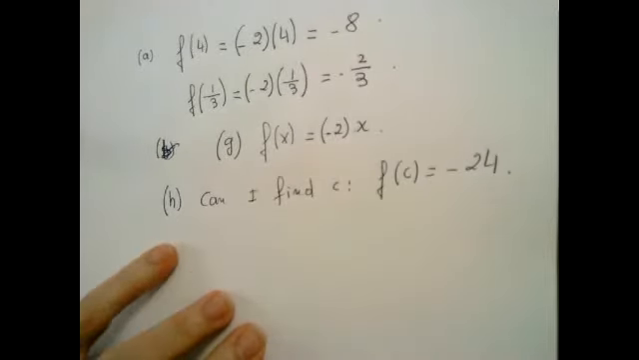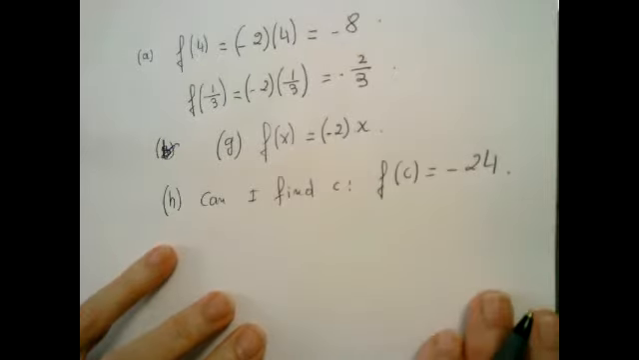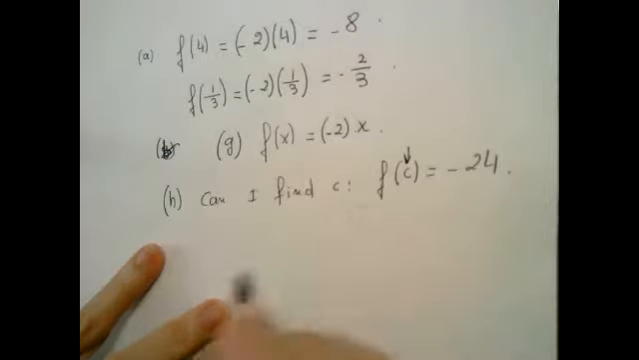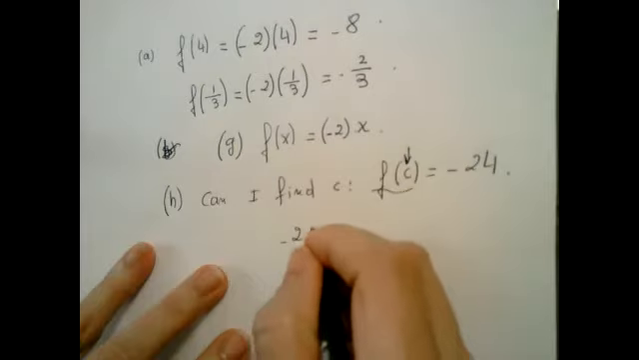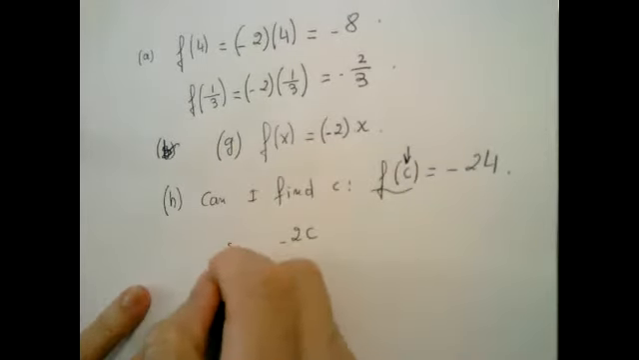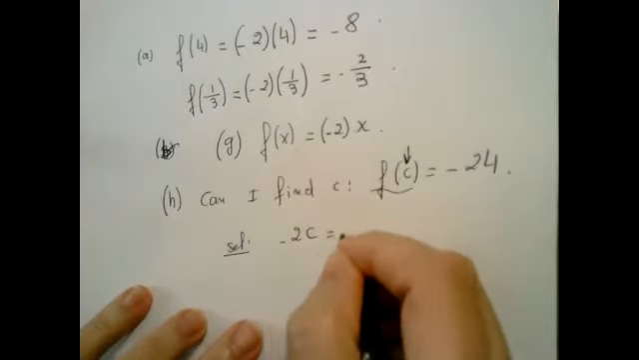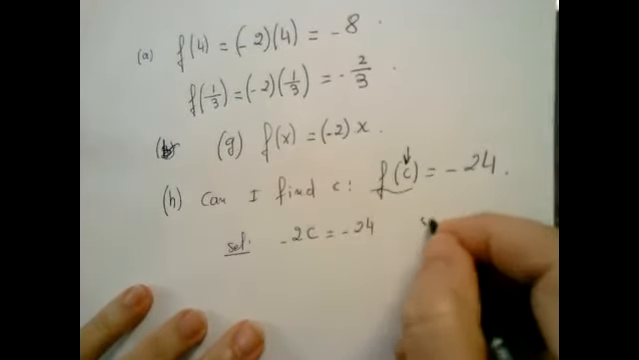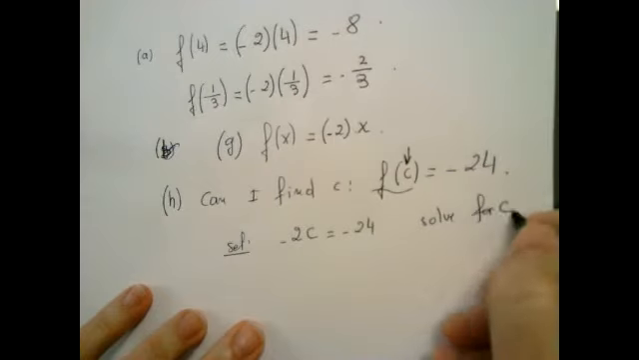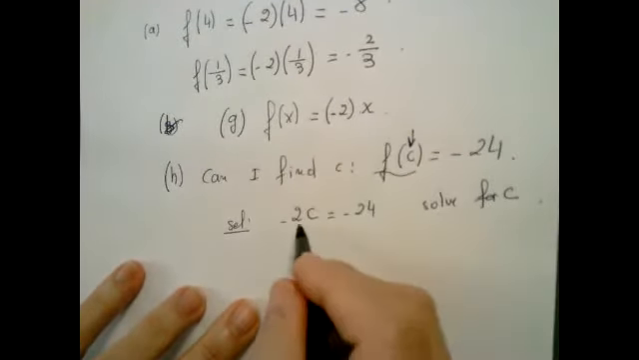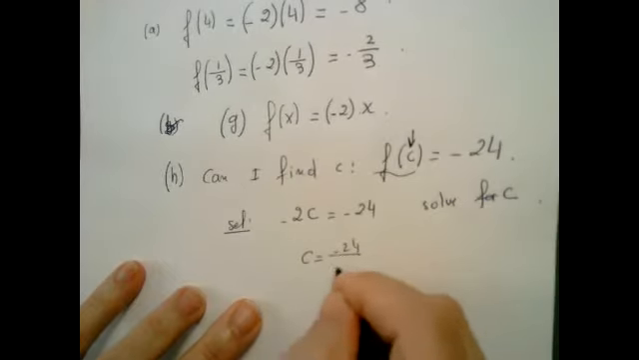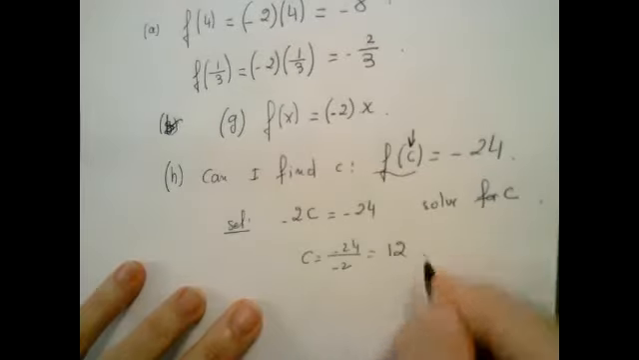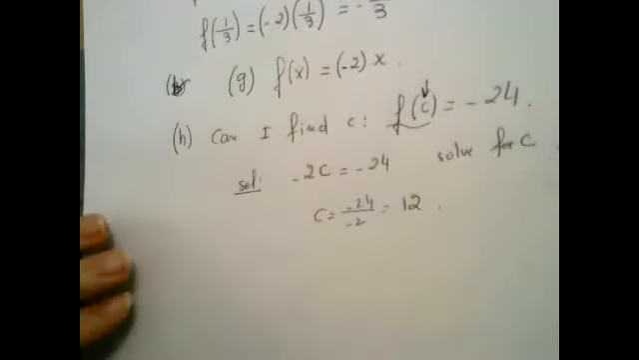What are they asking us? Input or output? Input. It means, can I find an input C? Okay, it means we have to set. What is F of C? It's -2 times C. So we are going to set this equal to minus 24 and basically solve for C. To solve for C, I divide by minus 2, which is going to give me minus 24 divided by minus 2. It gives me 12. It means I'm asking for the input, and the input is 12. Okay.